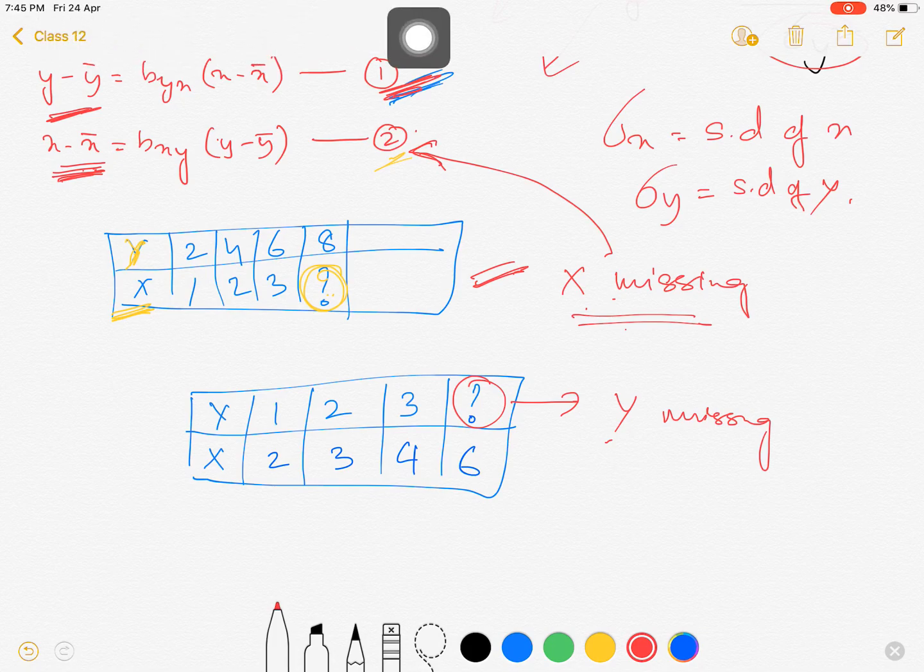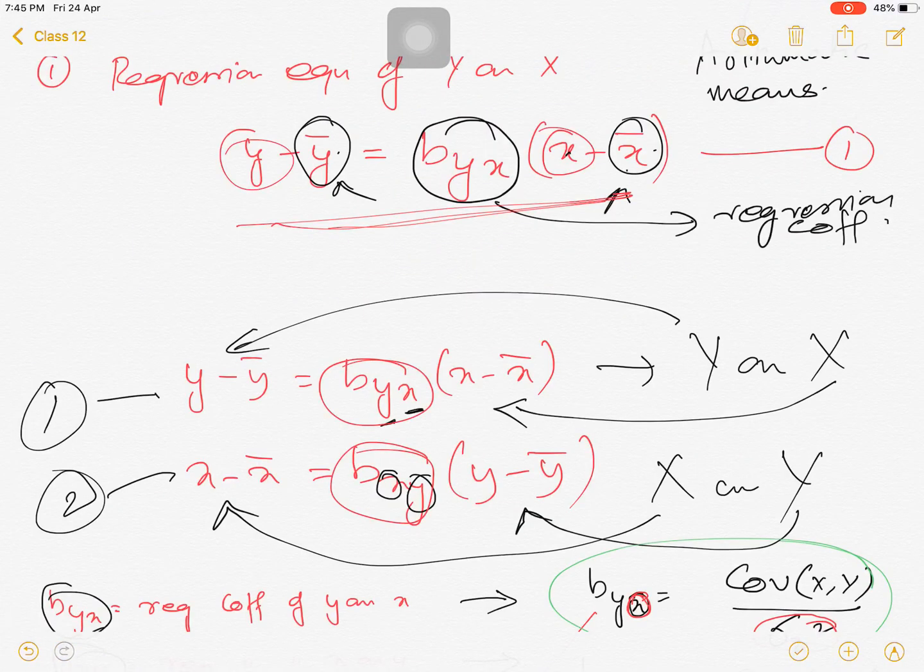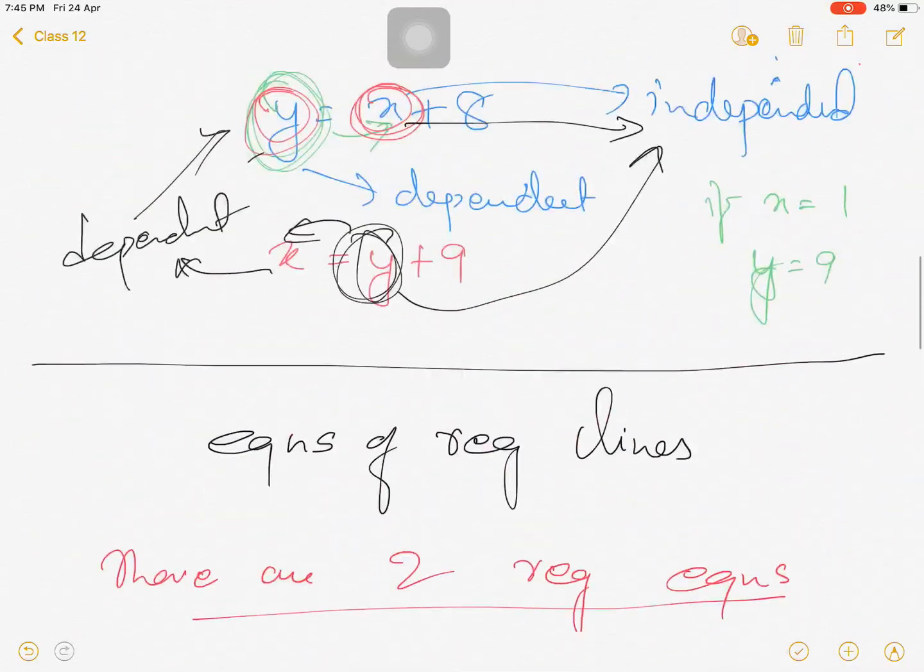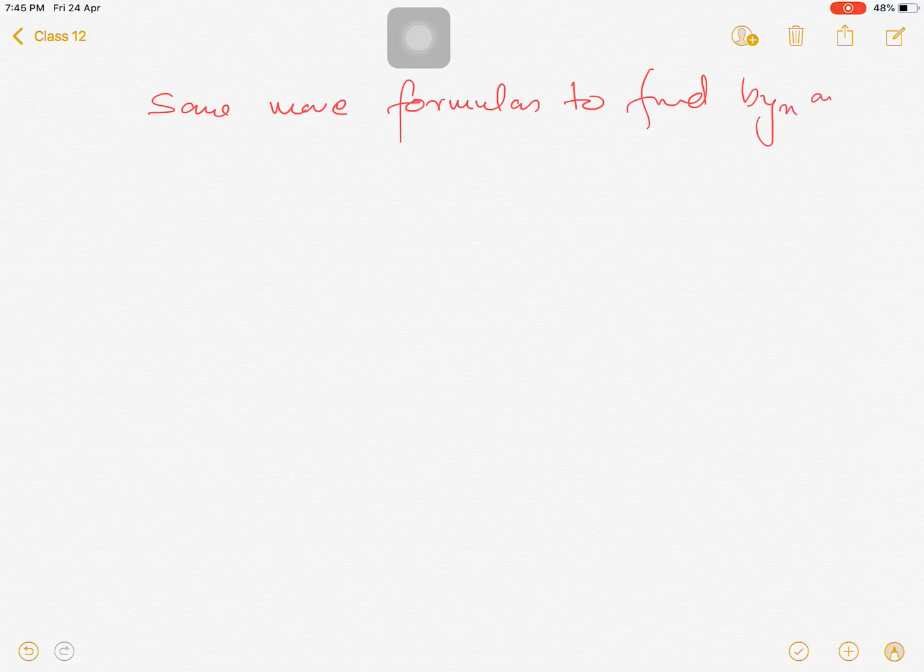Now, let me create some more space here. Okay, great. So now we come to some more formulas to find byx and bxy. Okay, so basically everything comes down to byx and bxy, because means you can easily calculate. Okay, but the problem is how to find byx and bxy, because the regression equation looks like this.